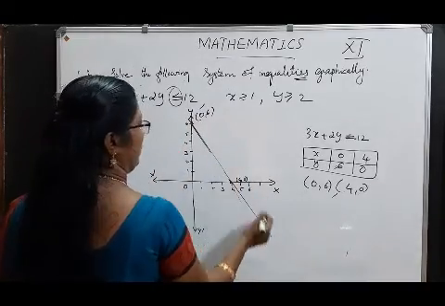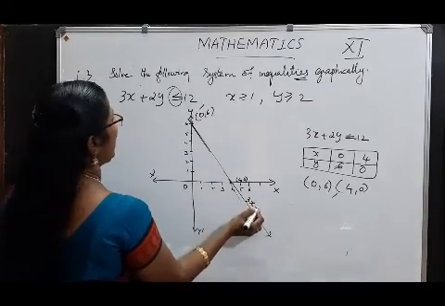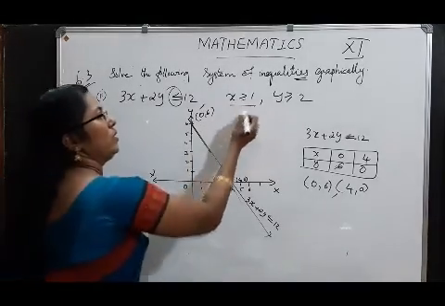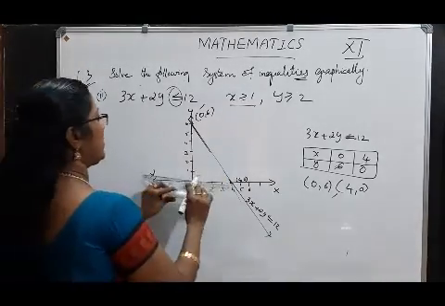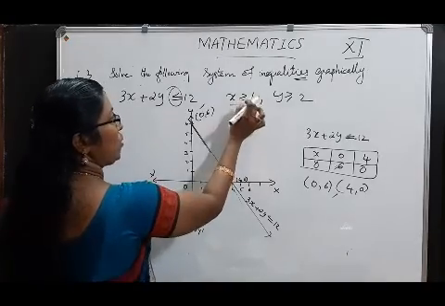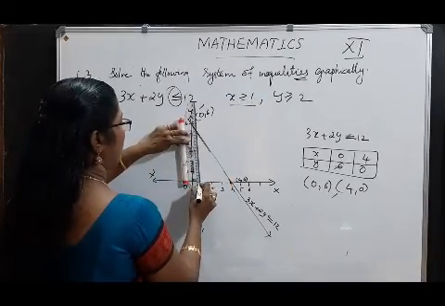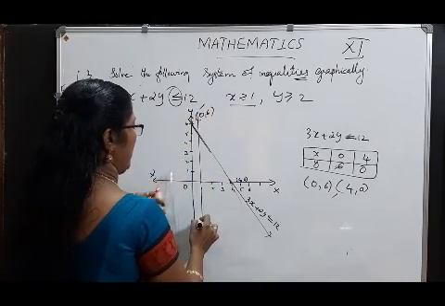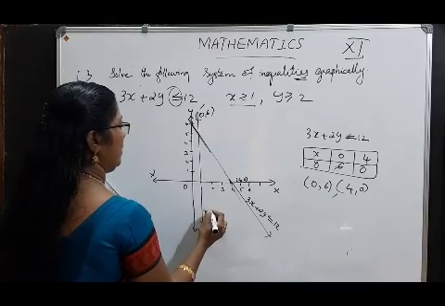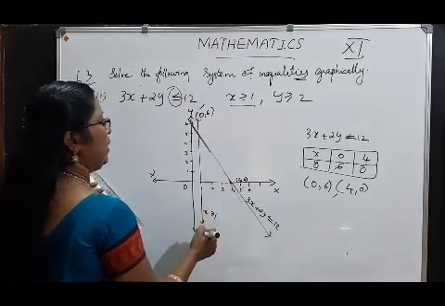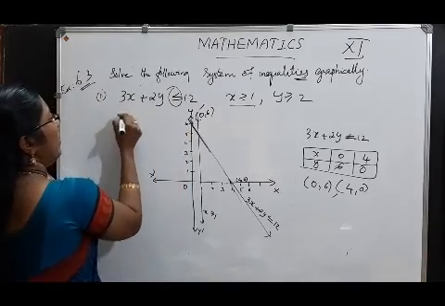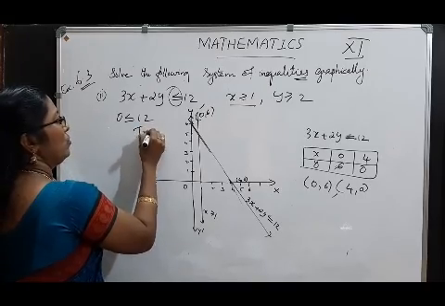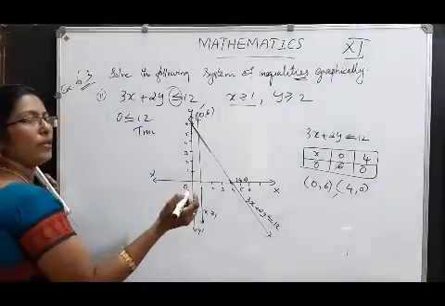3x plus 2y less than or equal to 12. Then the next one, x: where is x equal to 0? X equal to 0 is here. X equal to 1 is here. It is a slack inequality, x greater than or equal to 1. Substituting 0 in the first inequality: 0 less than or equal to 12. Yes, true, the statement is true.